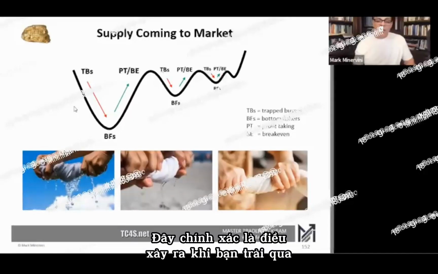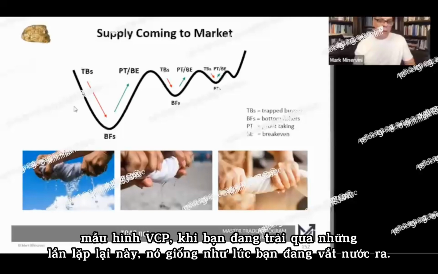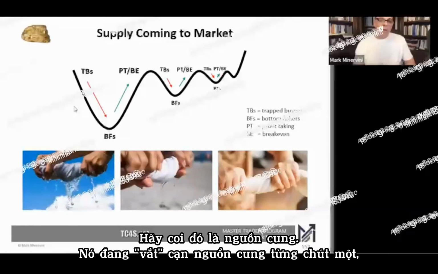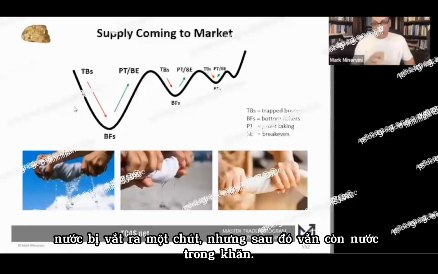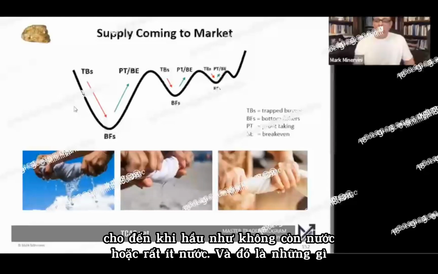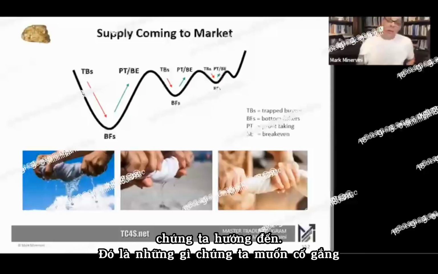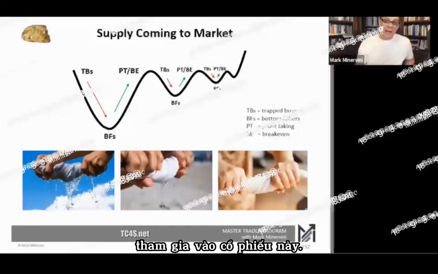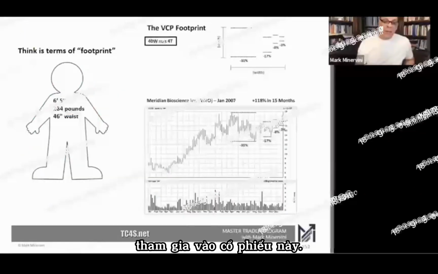So this is the same exact thing that happens when you go through this VCP. As you're going through these iterations, it's wringing out the water. Think of that as supply. It's wringing out the supply a little at a time. And then when it comes off a little bit, it comes back. You go through that same iteration. It's like unraveling the towel and retightening it, and a little bit more water comes out until there's virtually no water or very little water. And that's where we come in. That's what we want to try to get involved in the stock.